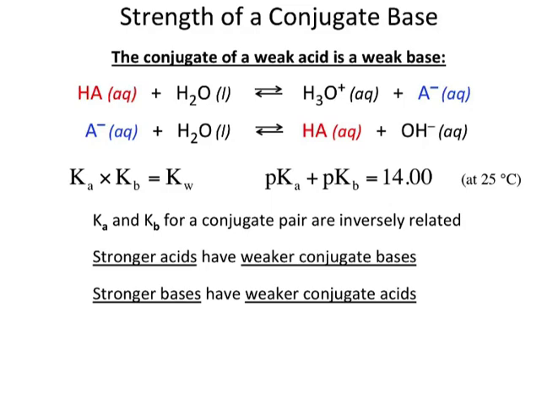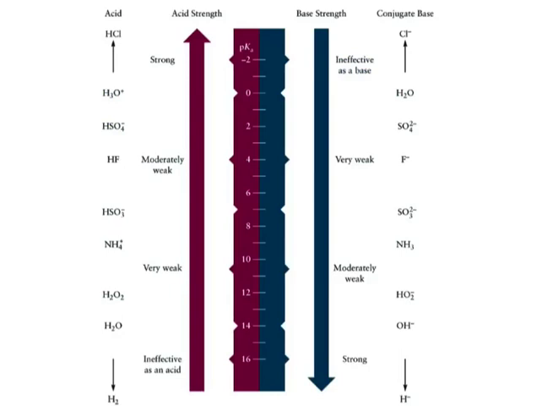And stronger bases, which would be a larger Kb, have weaker conjugate acids, a smaller Ka. And so this kind of symmetry, in a way, is best visualized in this chart, I think. So let's start up here. You've got HCl. That is a strong acid. So that strong acid, its conjugate base over here is chloride ion.